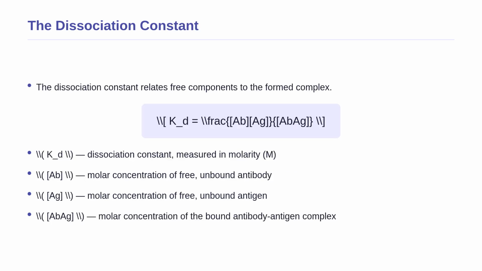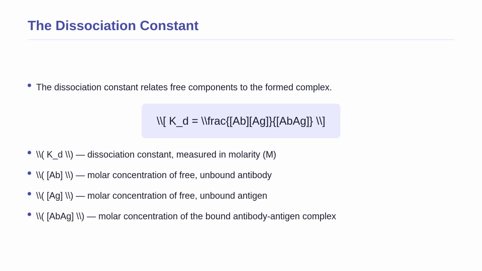This brings us to the mathematical formula for the dissociation constant, denoted as K sub d. This formula comes from the principles of chemical equilibrium. The numerator represents the components floating freely in solution, the concentration of the free antibody multiplied by the concentration of the free antigen. The denominator represents the successful pairings, the concentration of the bound antibody-antigen complex. All of these are measured in molarity.